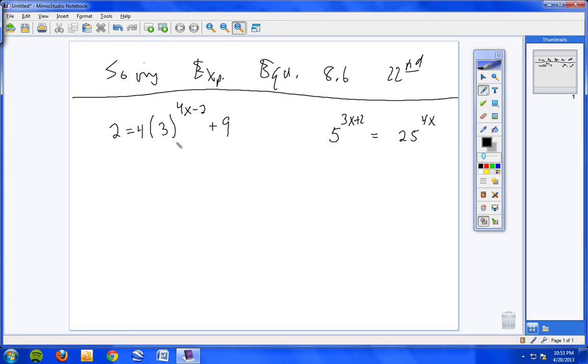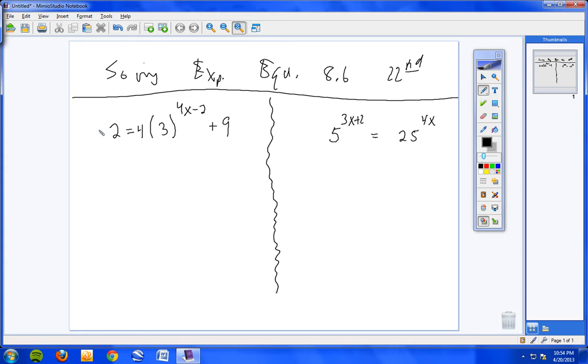Both of these are called exponential equations because your unknown is up in the exponent. Do you see that? There's your x, up in the exponent. Thus, we call these exponential equations. Now, let me draw a line here. Do you see how these are two different types? Do you see the difference?